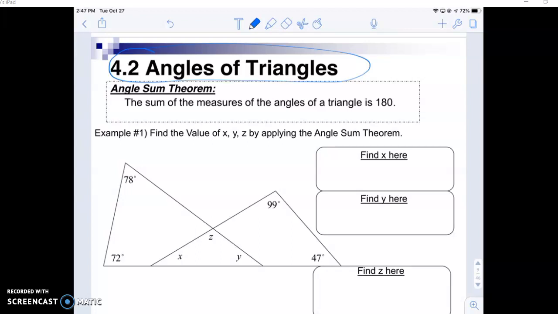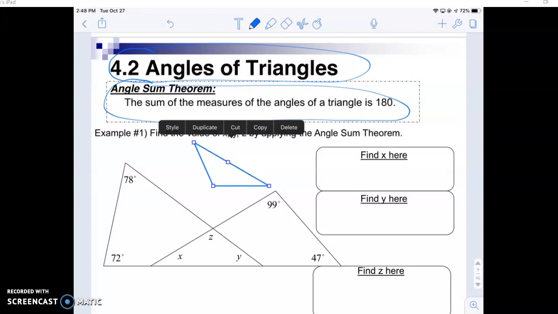We're talking about three main theorems. The first one is called the angle sum theorem. What's given first in your notes says that the sum of the measures of the angles of a triangle is 180 degrees. So no matter what triangle you make, doesn't matter the shape of it, all three of those angles added up together give us 180 degrees.